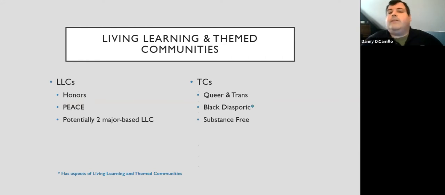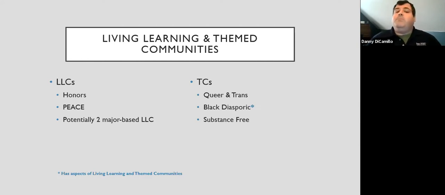Moving right to it. The difference between what we call living learning communities and themed communities is that our living learning communities are tied to a class or some sort of academic requirement. So examples of our living learning communities would be our honors program. They live in Stonewall. We have our peace program, which is through the Division of Diversity, Equity, and Inclusion. It is a mentorship program. So if you were coming in asking to be a part of the peace program, you may want to live in this peace living learning community as well.